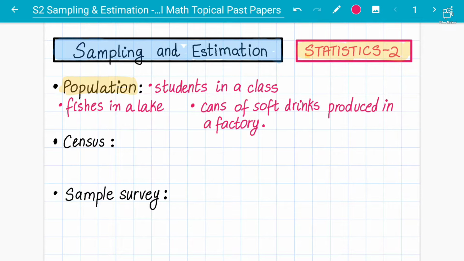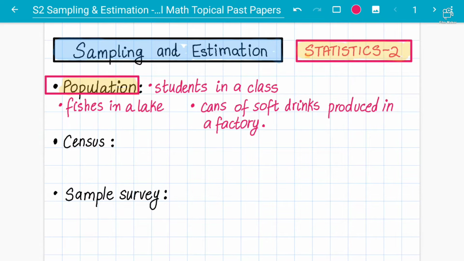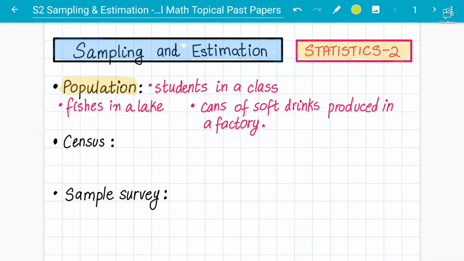Then we come back to why I have written census and sample survey. We have talked about population. Next we talk about census and sample survey, because in order to collect the information about a population, this chapter basically says you will have to carry out a census or a sample survey.